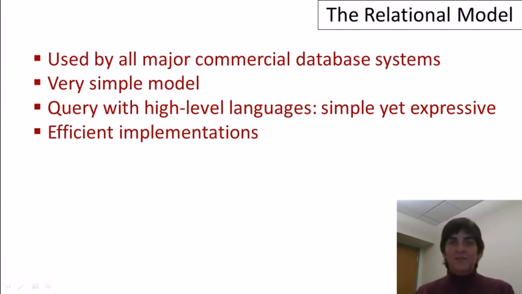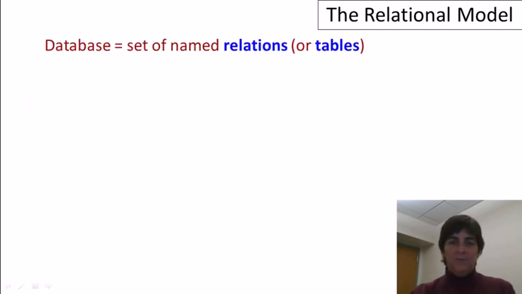It's actually an extremely simple model, and that's one of its benefits. Furthermore, it can be queried. By that I mean we can ask questions of databases in the model using high-level languages. High-level languages are simple yet extremely expressive for asking questions over the database. And finally, very importantly, there are extremely efficient implementations of the relational model and of the query languages on that model. So let's move ahead and understand the basic constructs in the relational model.